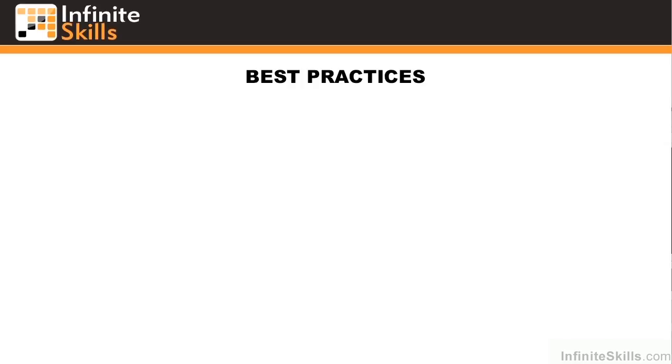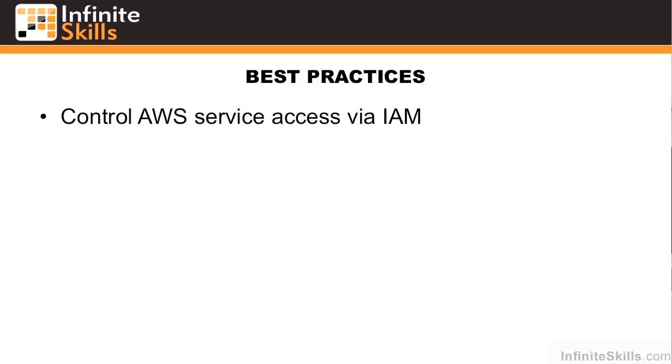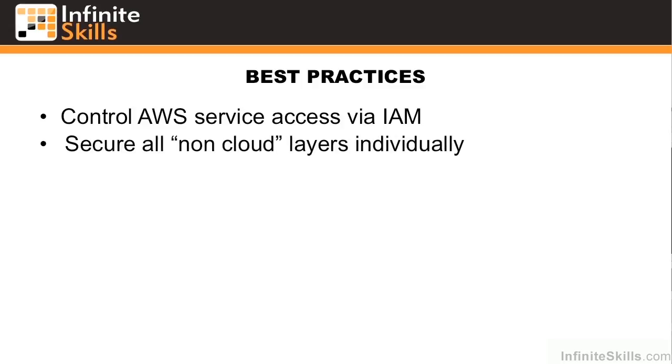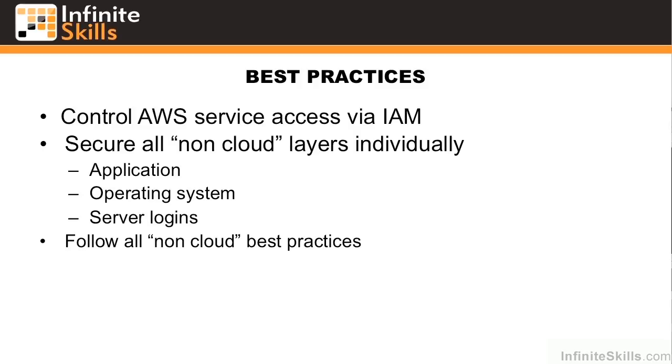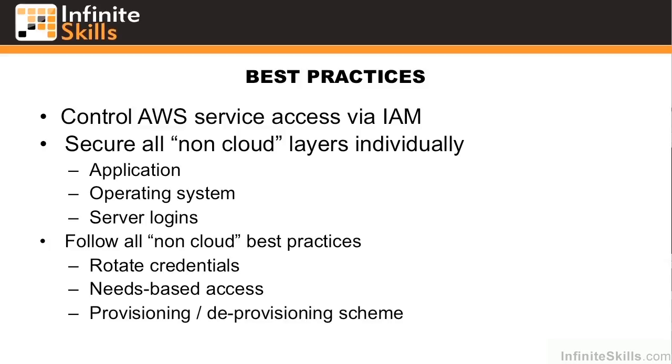Some of the other best practices to look at. Try to control AWS service access via IAM. Try to secure all non-cloud layers individually, and maybe even have concentric layers of security in your application, operating system, and server. Again, trying to follow all non-cloud best practices, such as rotating credentials, providing needs-based only access, and provisioning, deprovisioning users as they come and go from your organization. This has been Introduction to Authentication and Authorization.